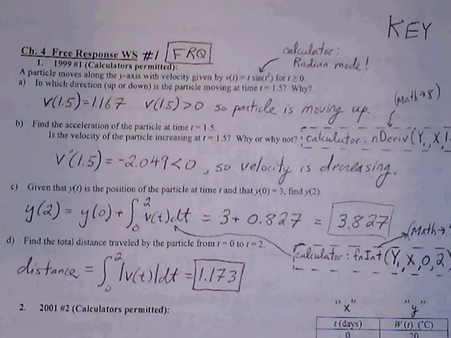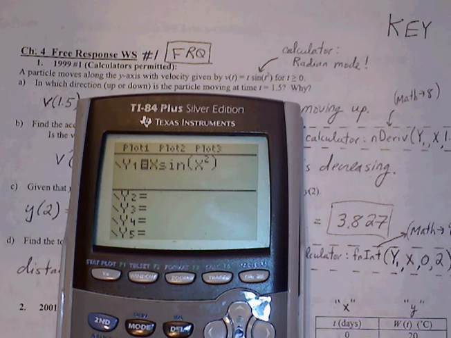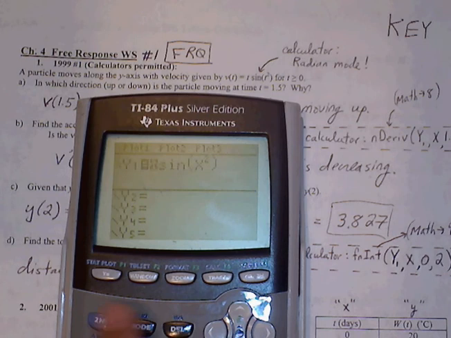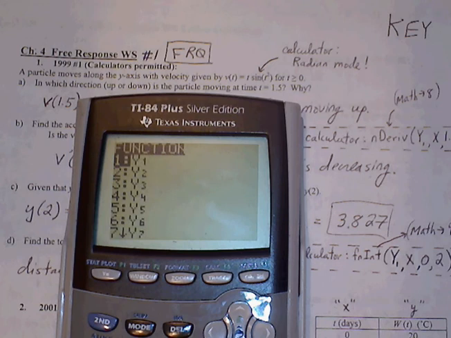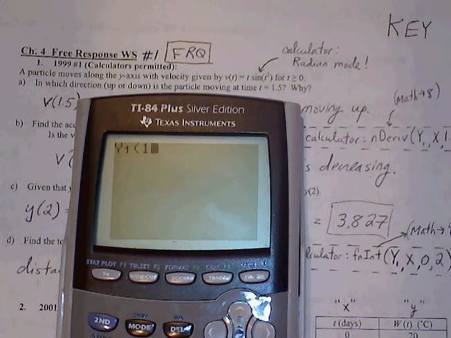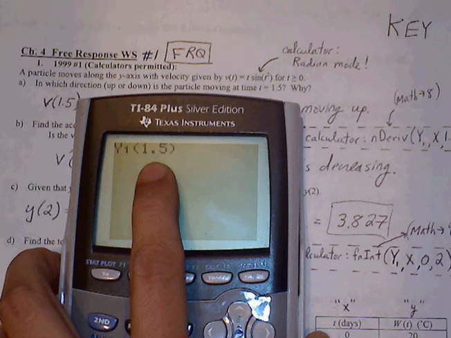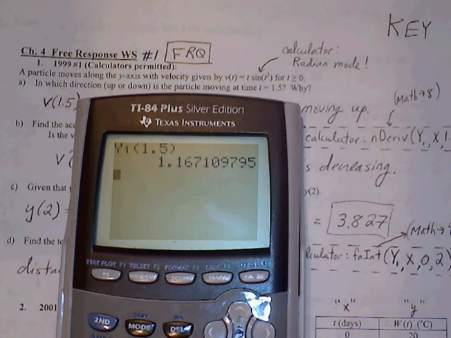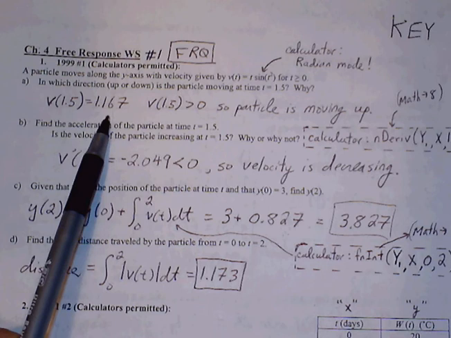You can simply go into y equals, plug in x sine of x squared, since the variable in the calculator is x. And then you can go to vars, y vars, function, y sub 1, and then simply plug in 1.5. So all this is doing is you're telling the calculator to evaluate this function at 1.5, and you're going to get 1.167. We're going to round to 3 decimal places. So the velocity at 1.5 is 1.167.